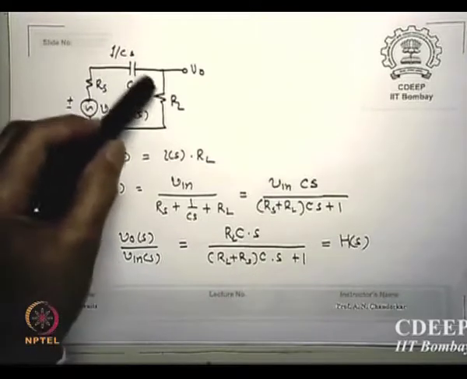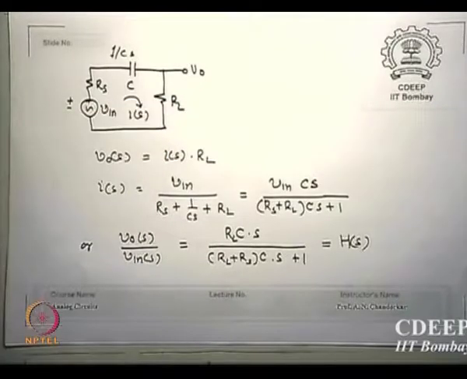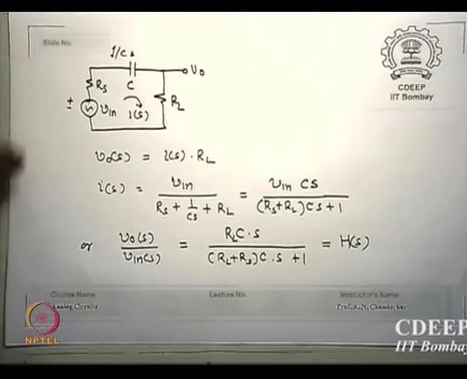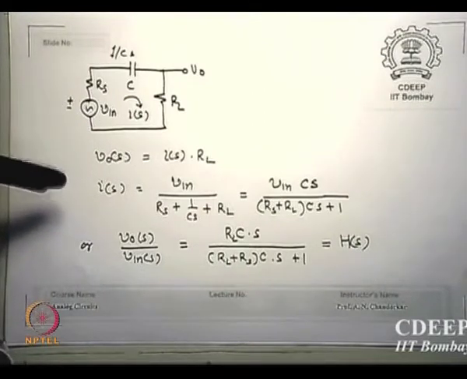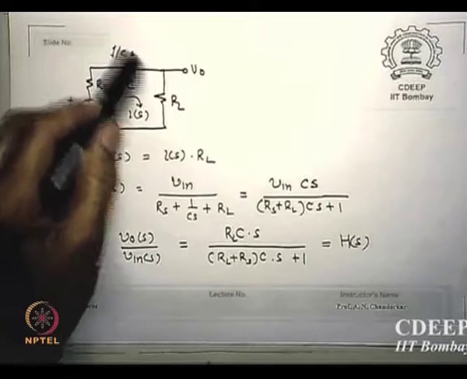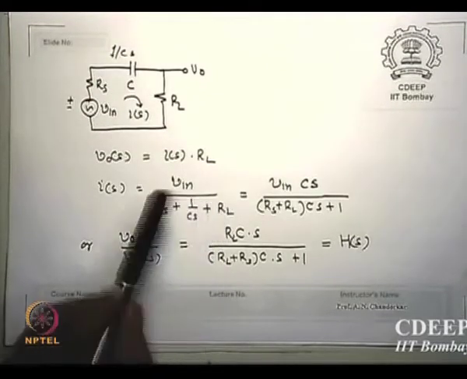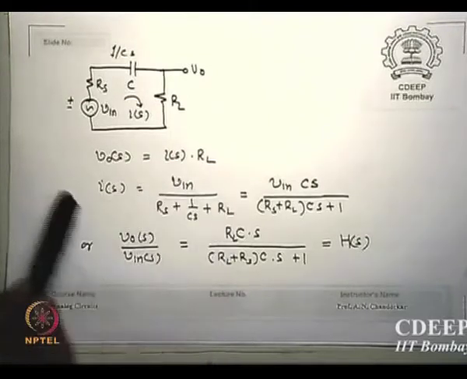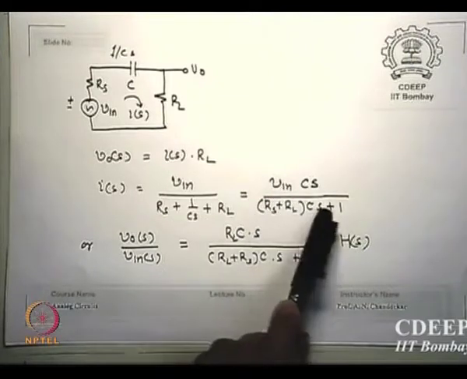V0 is IS times RL, where IS is the current in this mesh or loop. But how much is IS? There is only one voltage source, so IS is V in divided by the net impedance, RS plus 1 upon CS plus RL, the series impedance in the loop. So V in upon this is IS, which we rewrite as V in into CS upon RS plus RL times CS plus 1.